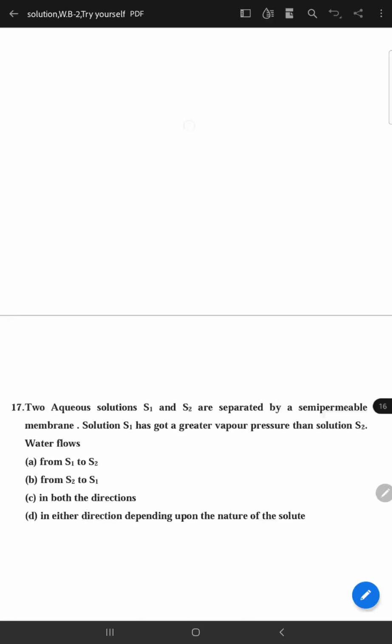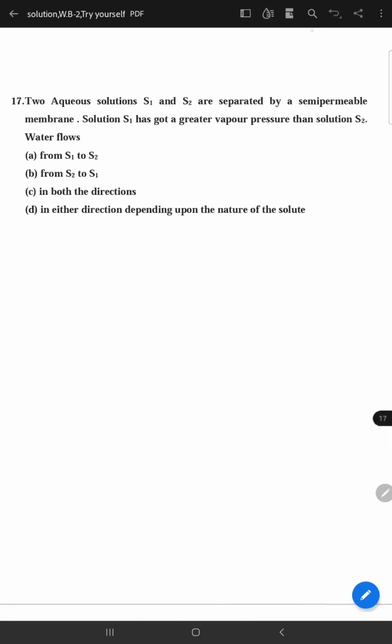Next question, question number 17, you read. Question number 17. So two solutions S1 and S2 are separated by a semi-permeable membrane. So assume that this is the semi-permeable membrane. This is, say for example, solution S1, this is solution S2. Solution S1 has got greater vapor pressure. That means the vapor pressure of solution 1 is greater than solution 2. This vapor pressure is less.